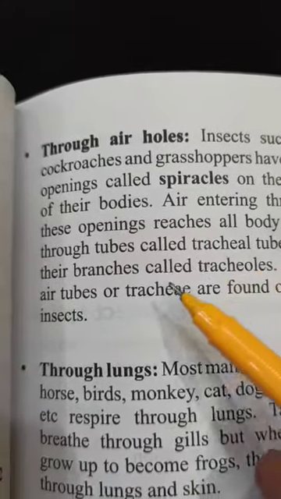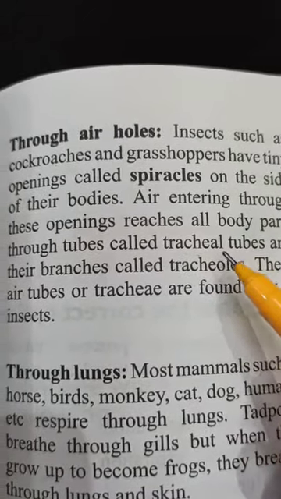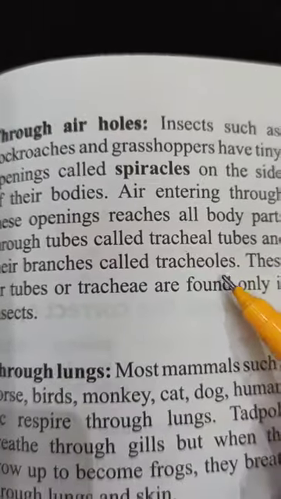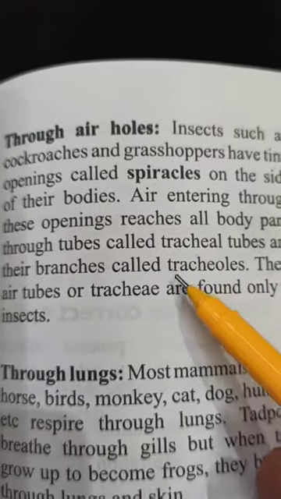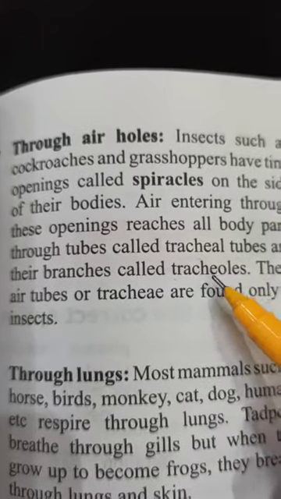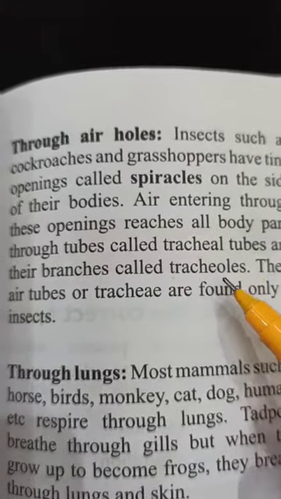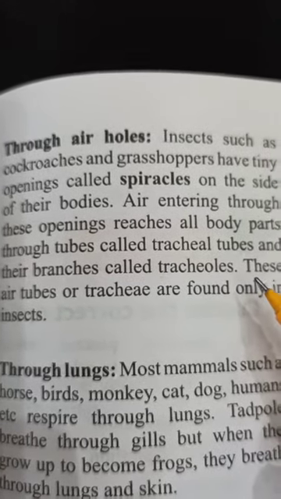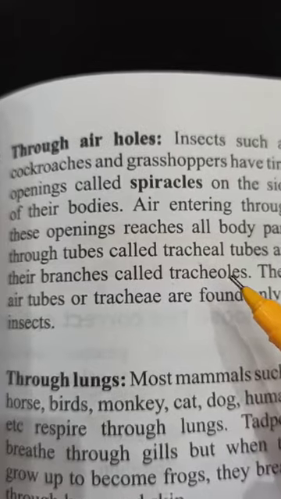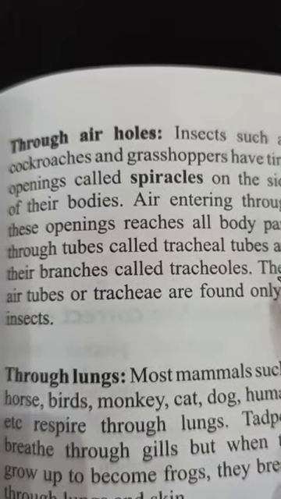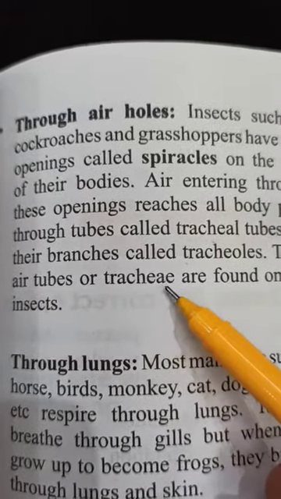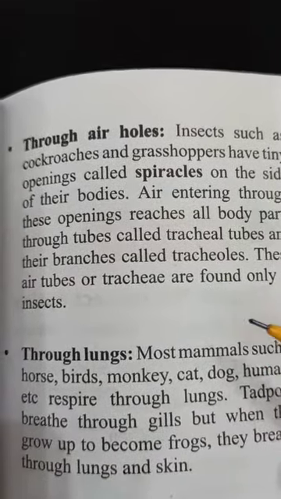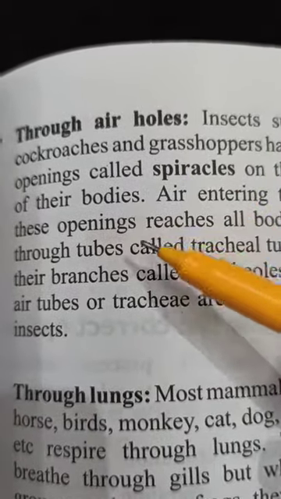tracheal tubes. And children, tracheal tubes are again branched and sub-branched. The branches of those tube-like structures are called tracheoles. And through these tracheal tubes and tracheoles, air reaches all parts of their body. So there is a different kind of system present in insects. These air tubes or tracheae are found only in insects, which I have already explained.